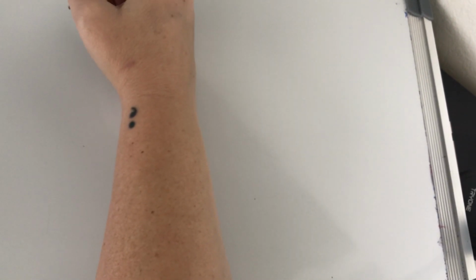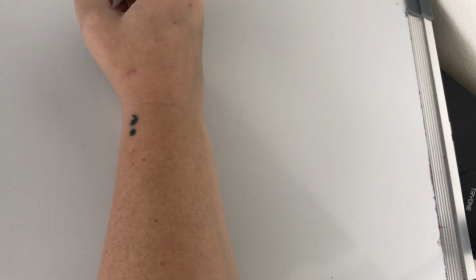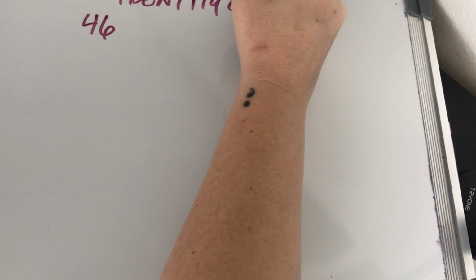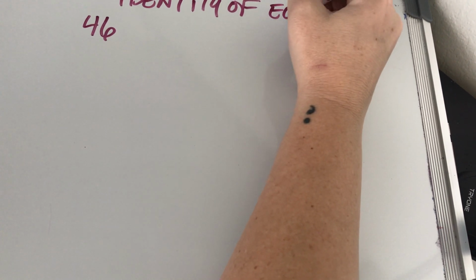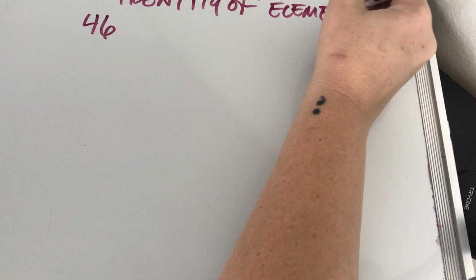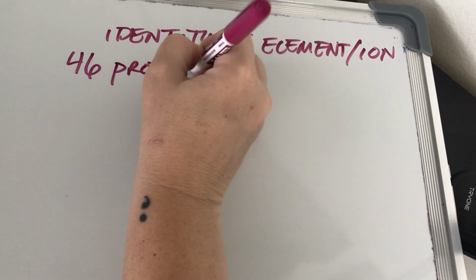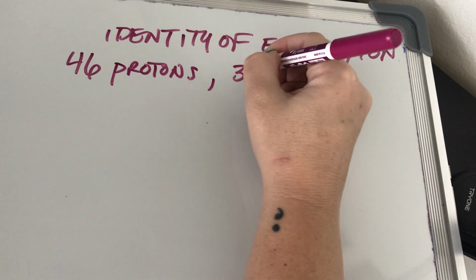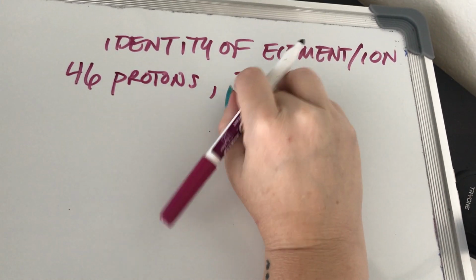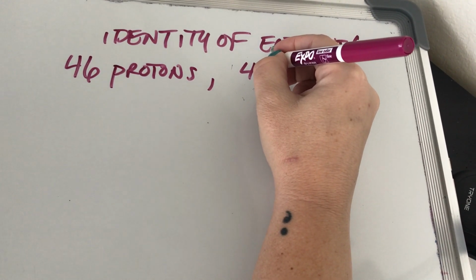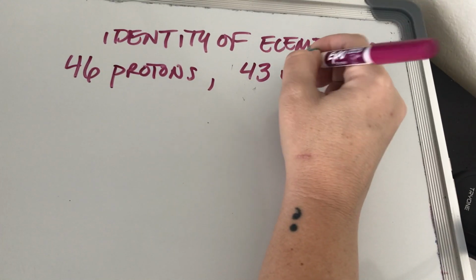So, I think there were some questions on the quiz that asked, what is the identity of an element or ion with 46 protons and, no, let's do something more reasonable, 43 electrons. Oh, you guys can't see me, sorry.